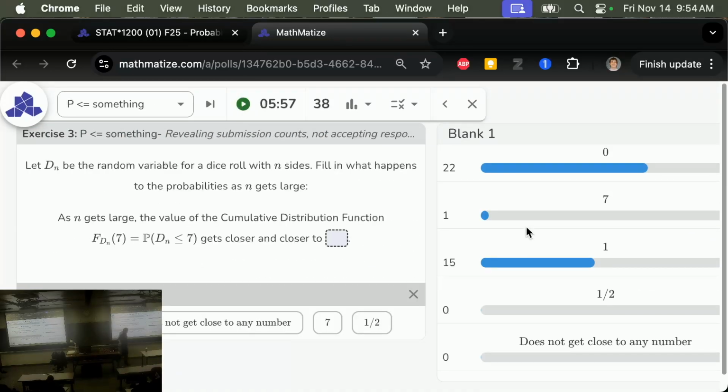Oh, this is great. We got a nice split. 22 people said 0. 15 people said 1. Some people said it does not get close to any number. So we're a little bit split here. What are we talking about? We're talking about the value of the function at 7.